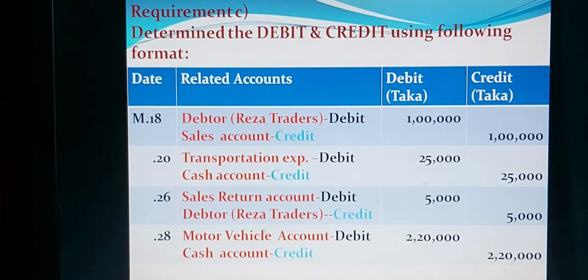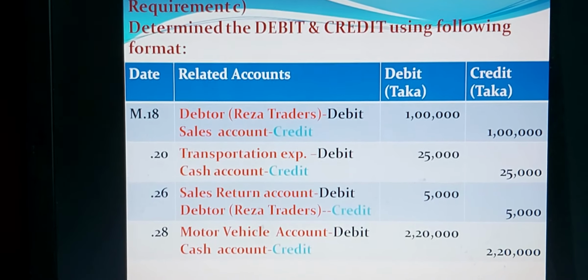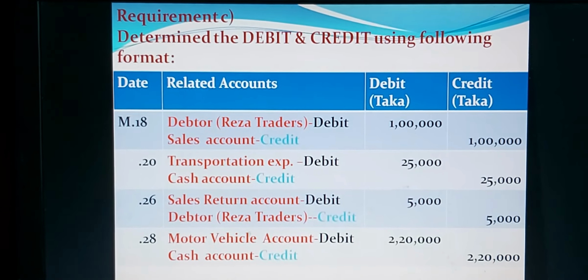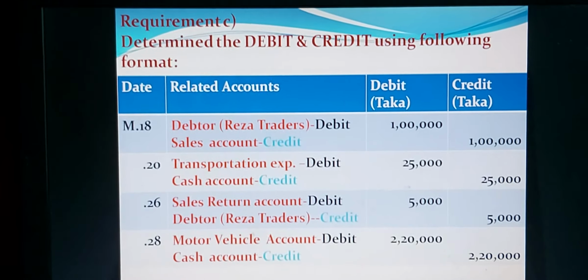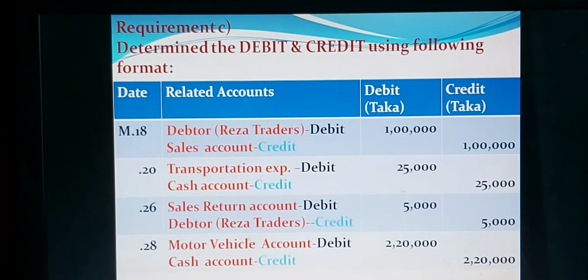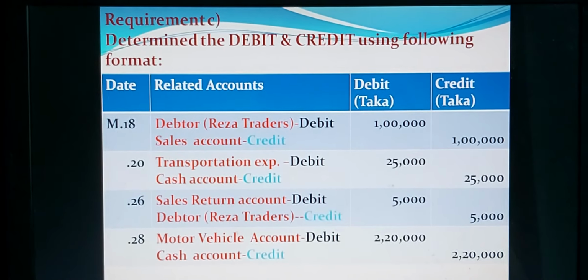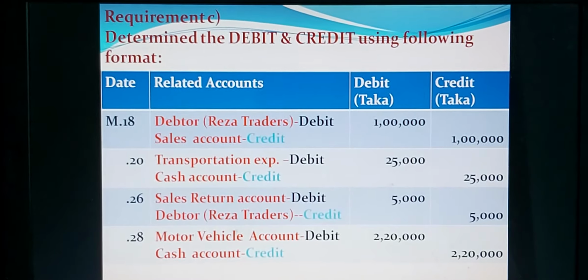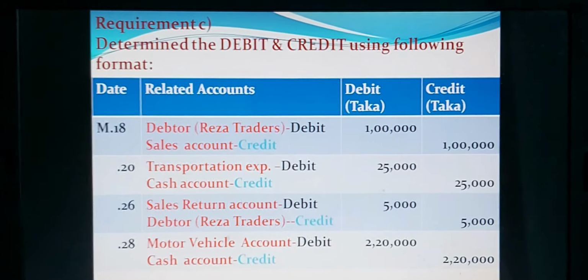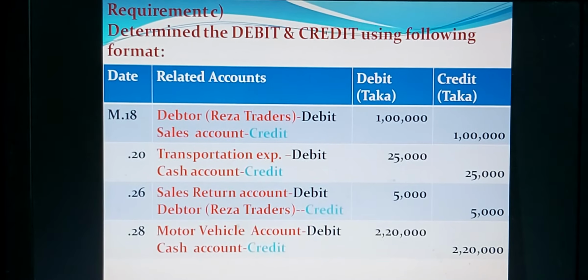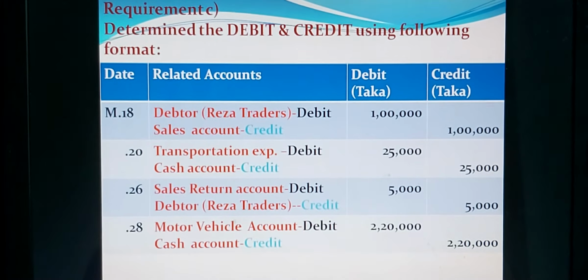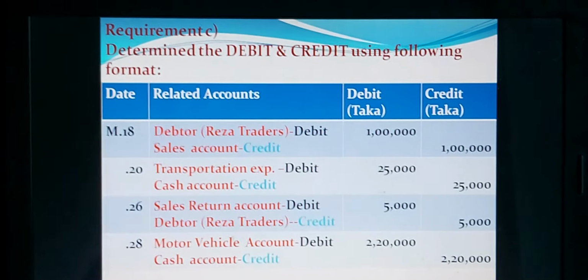This is the last transaction. Motor van purchased. Motor van is one kind of fixed asset or asset. Motor van is increased, that is asset increased in business. You know that when any asset is purchased or increased in business, then the respective asset account is debit. And for buying this one, cash has gone from business, so cash account is credit. So you can write for this transaction, motor vehicle account is debit, cash account is credit.